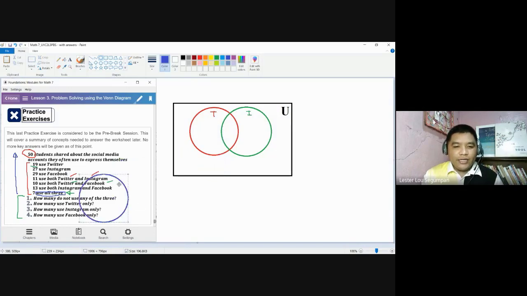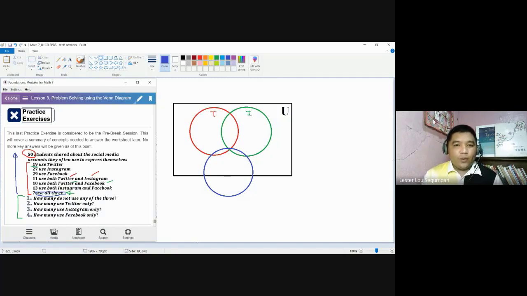But there is also another given here. 13 use both Instagram and Facebook. So aside from this blue circular figure attached to the red here, it should also attach here. So how could we reconcile this? If we're going to attach this area, you could use this. You could decide on using that and call it Facebook here because there is an area common to Twitter and Facebook, Instagram and Facebook, Twitter and Instagram.